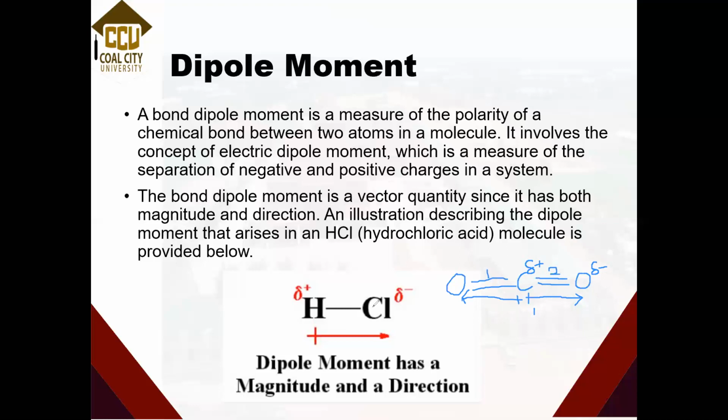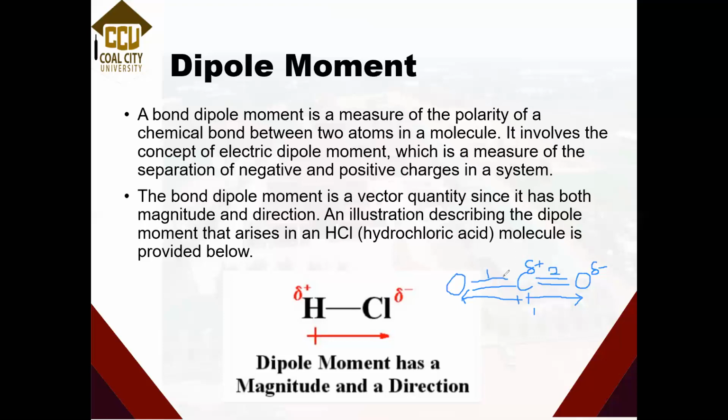Hydrogen chloride has a polar bond, so definitely the electronegativity difference will not be zero. So definitely they will have what we call dipole moment. The dipole moment they have is a bond dipole moment. But you see in hydrogen chloride, there's only one bond, so it means the bond dipole moment will also be equal to the molecular dipole moment.